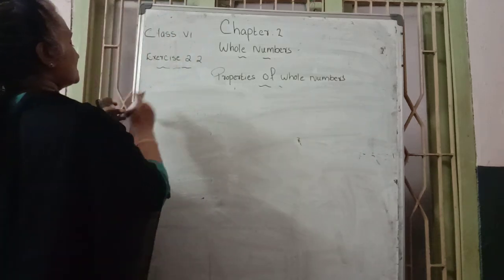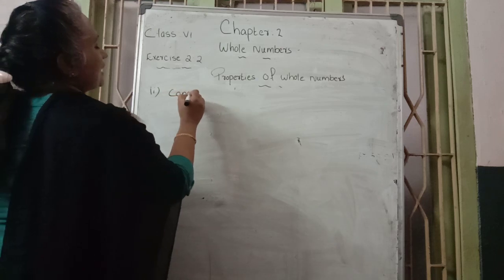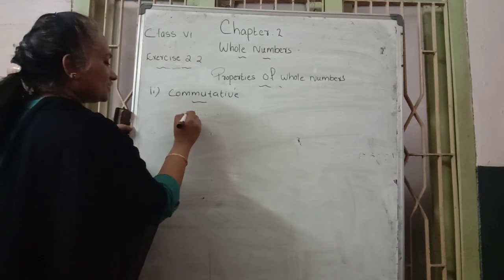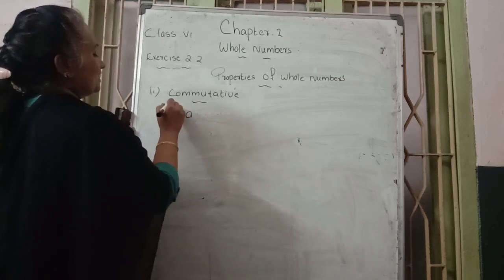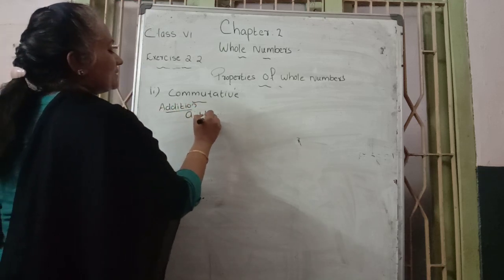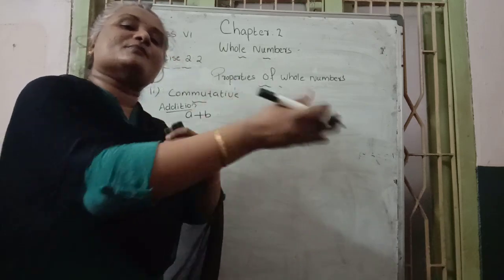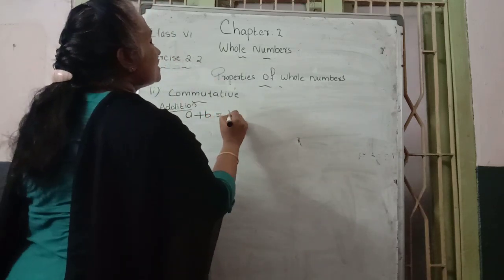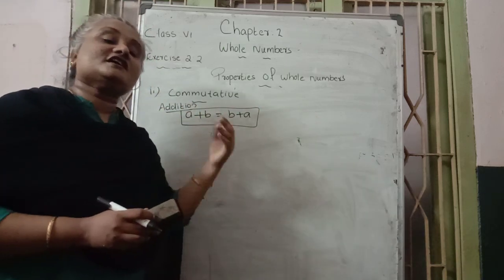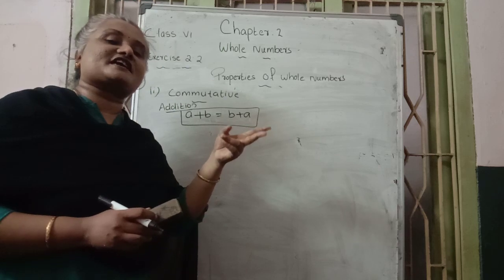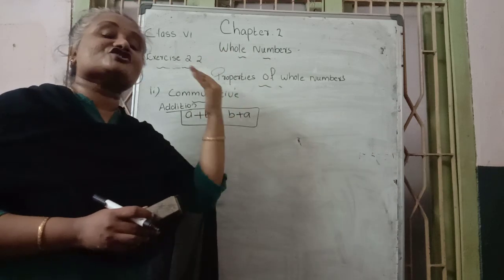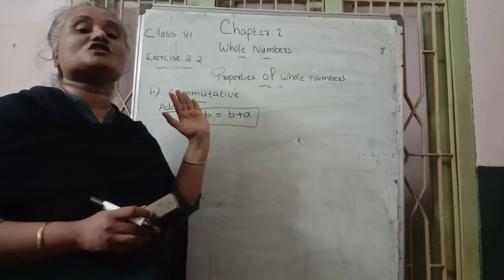The second property is called the commutative property. In the commutative property, there is a general rule. Here first we discuss the addition case. In addition, when any two whole numbers are added and then the order of the same numbers is changed and added again, we get the same answer. Let us check whether it is correct or wrong.